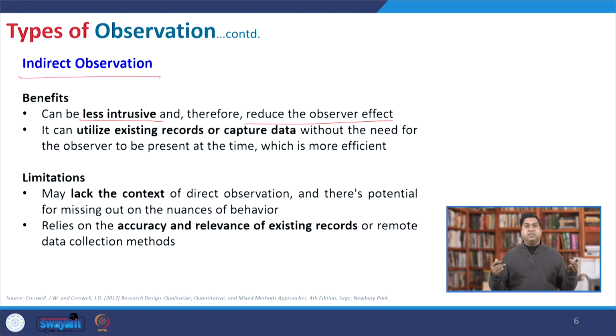Ultimately, when we consider the movement of a car, it is nothing but the driver's behavior that we are going to observe. It can utilize the existing records or maybe some captured data without the need for the observer to be present at that particular time, and then it is efficient.